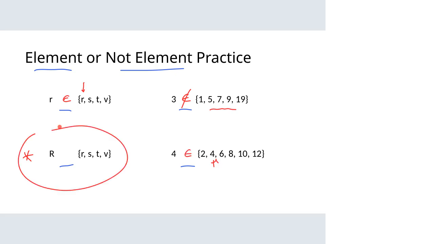And then finally, this one over here is a little bit tricky because there's an R in there, but it's not a capital R. I'll make sure that you do know that capital R is not an element of the set RSTV. When we work on set theory, we are going to consider capital letters as being different from lowercase letters. So capital R is not an element of that set. In fact, as you'll see later on, it'll be common for us to use a capital letter as a name for a set. But for right now, just make sure we understand that capital letters and lowercase letters are considered different from each other.